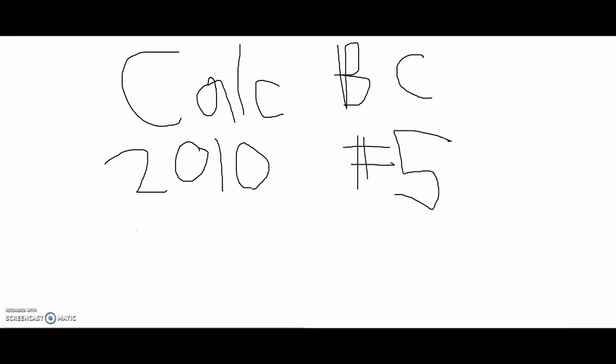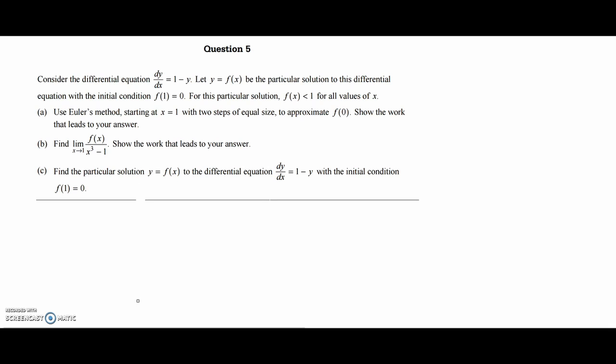Hello, today I am going to go over the 2010 FAQ number 5. Consider the differential equation dy over dx equals 1 minus y. Let y equals f of x be the particular solution to this differential equation with the initial condition f of 1 equals 0. For this particular solution, f of x is less than 1 for all values of x.